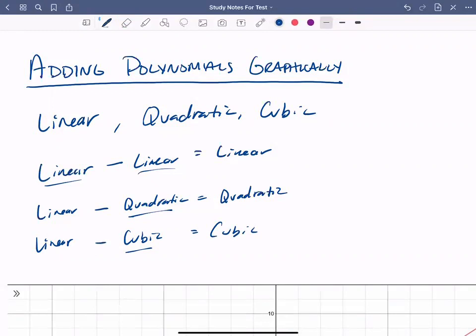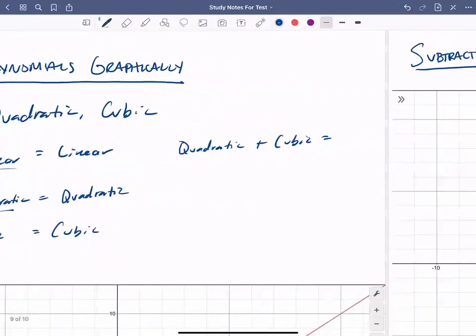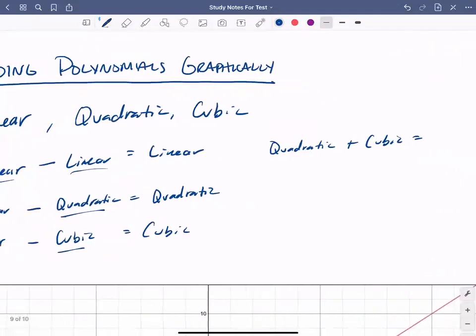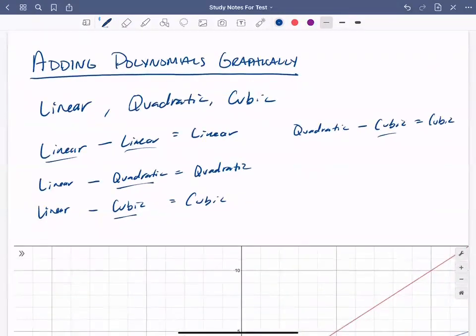Great, you said linear a whole bunch of times, but what happens if we had a quadratic added to a cubic? You just say same thing. Which one has the higher power, the quadratic or the cubic? You say cubic, so you get back a cubic. If I was to subtract, I would get the exact same thing. So these are rules to follow when adding or subtracting polynomials graphically. The type of function you will get is very important.